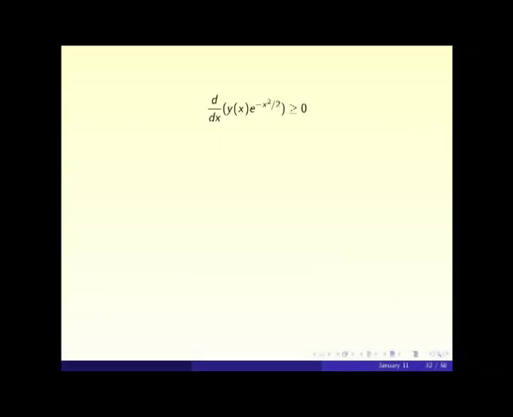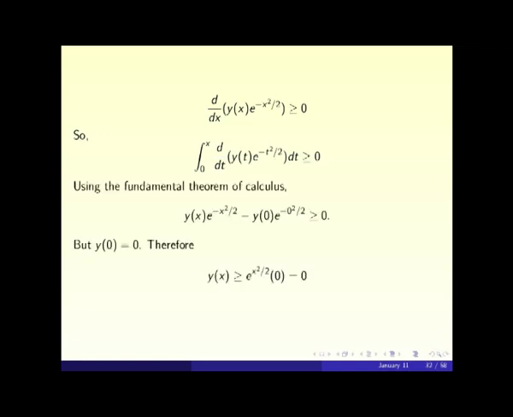So you got d/dx of y(x) e to the power minus x squared by 2 greater than or equal to 0. So the integral from 0 to x of d/dt of y(t) e to the power minus t squared by 2 dt is greater than or equal to 0. Of course, in the definite integral, the variable is a dummy variable. So let's use the fundamental theorem of calculus. y(x) e to the power minus x squared by 2 minus y(0) e to the power minus 0 squared by 2 is greater than or equal to 0.